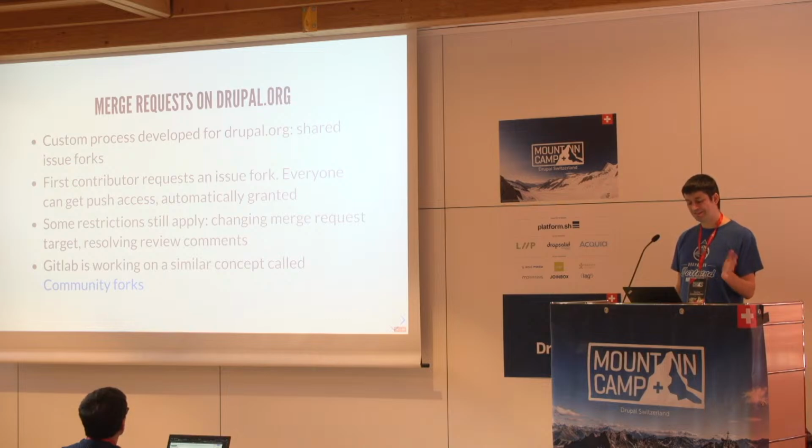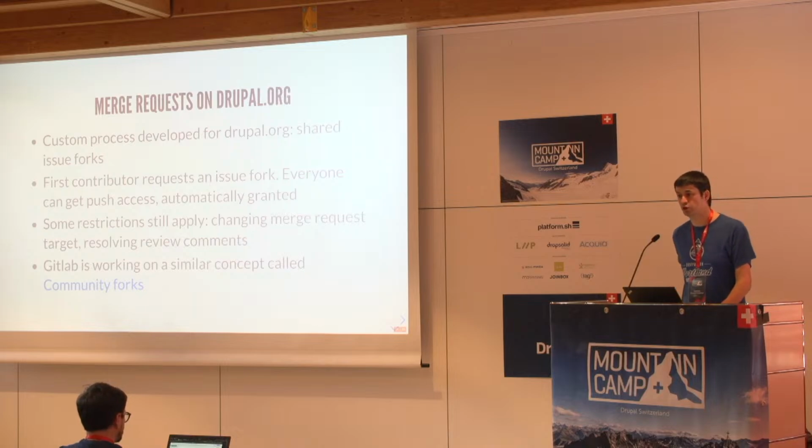There's still some restrictions, some things that don't quite work properly, like changing the merge request target and some weird things around review comments, but that's being improved. I saw some blog posts from GitLab itself that they're working on a similar concept called community forks, but it's still somewhat controlled and restricted, but still it's an issue for other projects as well, and it's being worked on.